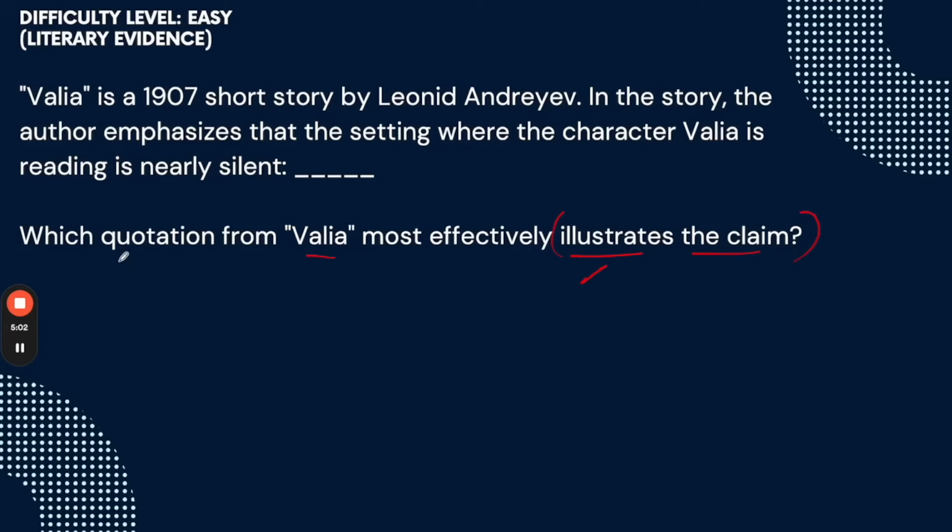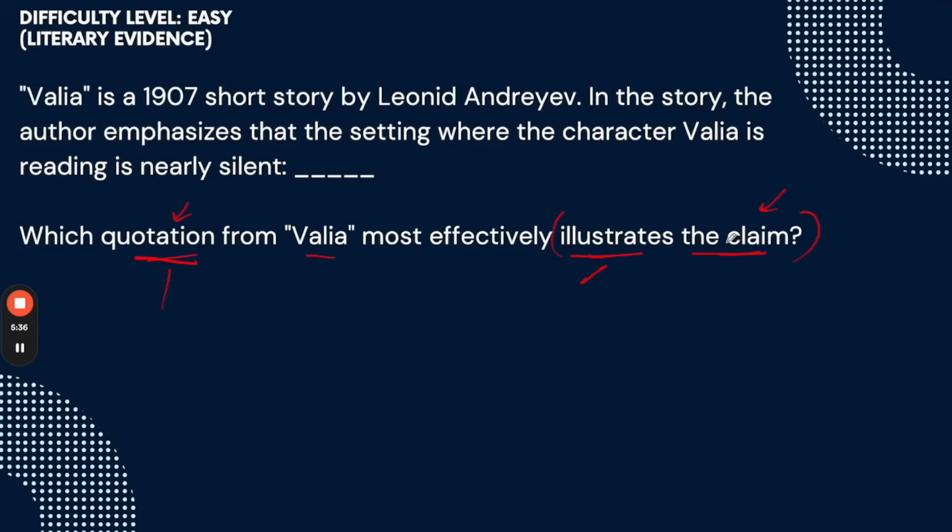And here the question stem talks about a quotation. You have to pick up a quotation. So basically the options will consist of certain quotations, and you have to pick up a quotation from Walia that most effectively illustrates the claim. The claim is mentioned in the text. So the mention of quotation should tell you that this is a literary evidence question type, and illustrates the claim should tell you this is command of evidence textual type. Now that we know the question stem, now that we know what we are supposed to do, let us go ahead and read the text.